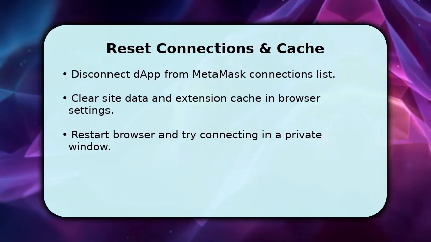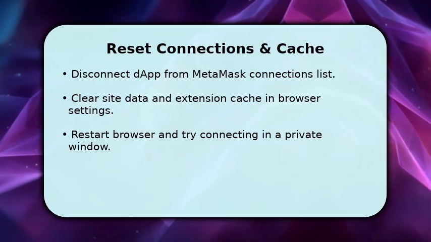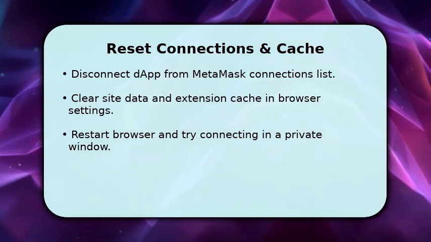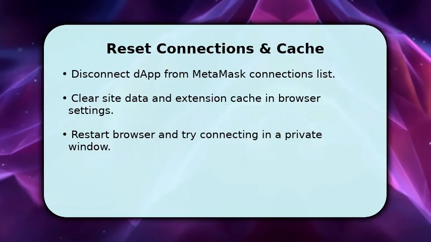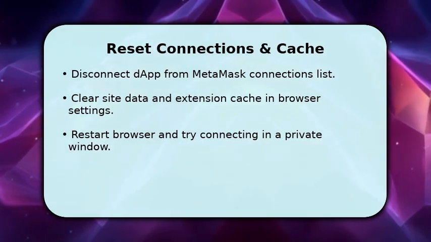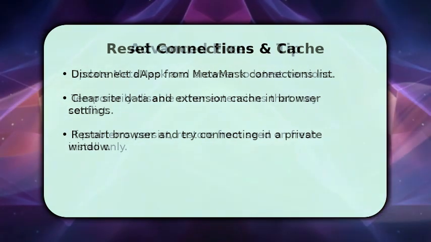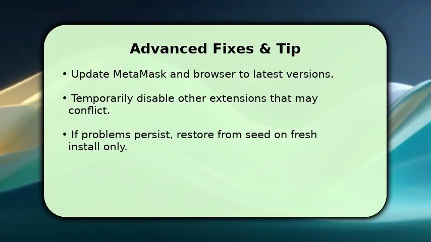Once done, restart the browser and try connecting in a private window to rule out other extensions interfering. If the dApp still fails, open the browser console to capture errors and prepare for advanced fixes in the next step. Finally, update both MetaMask and your browser to eliminate known bugs. Older versions often cause connection issues.